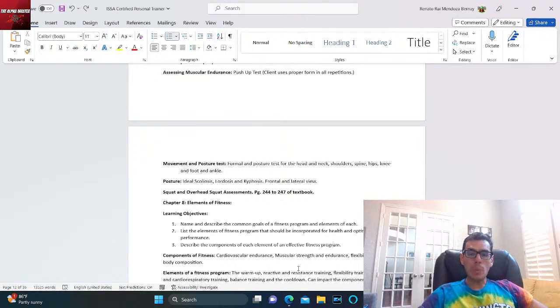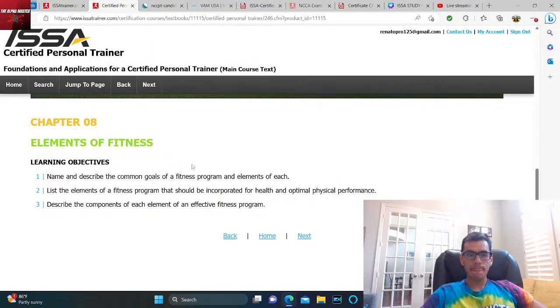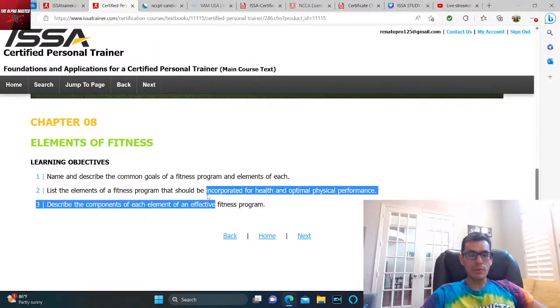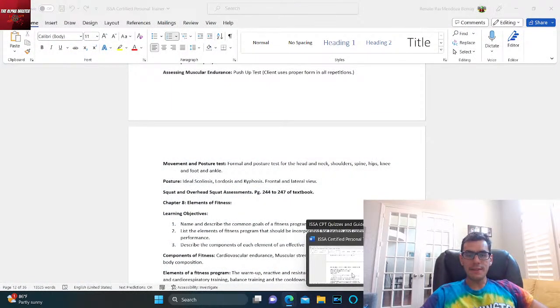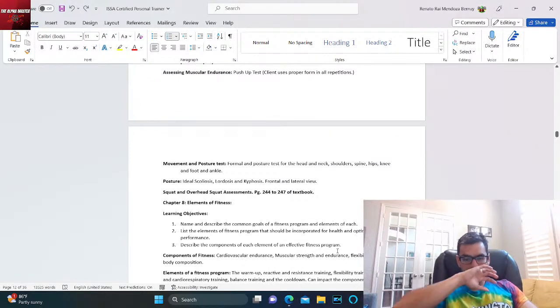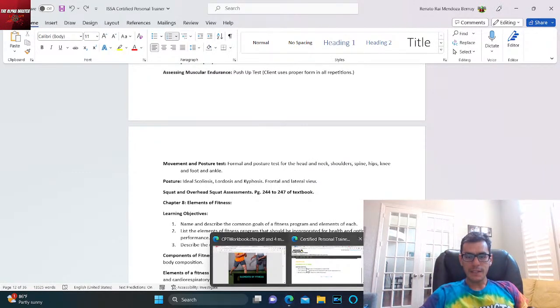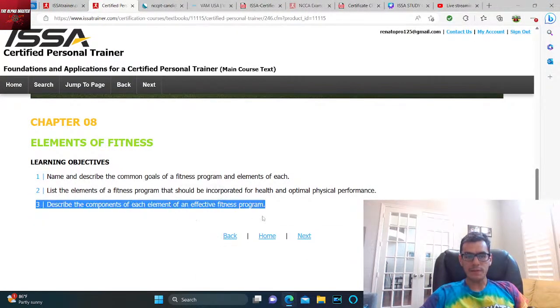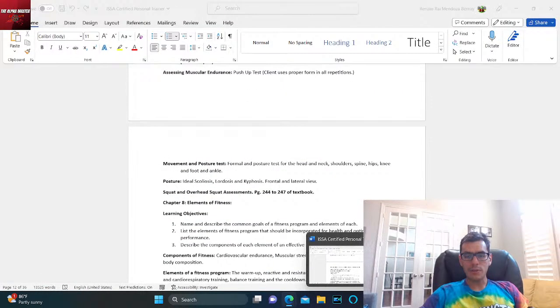That's learning objective number one: name and describe the common goals of a fitness program and the elements of each. Then list the elements of a fitness program that should be incorporated for health and optimal physical performance. And finally, describe the components of each element of an effective fitness program.